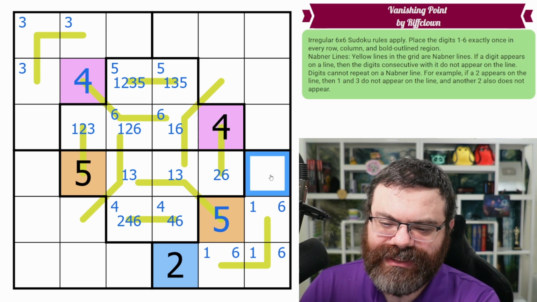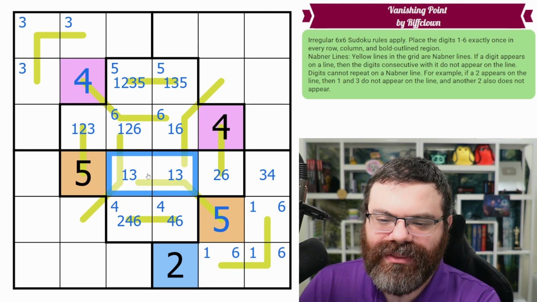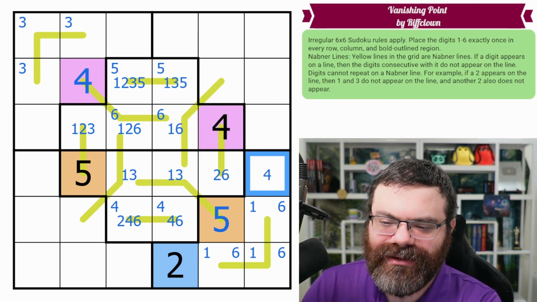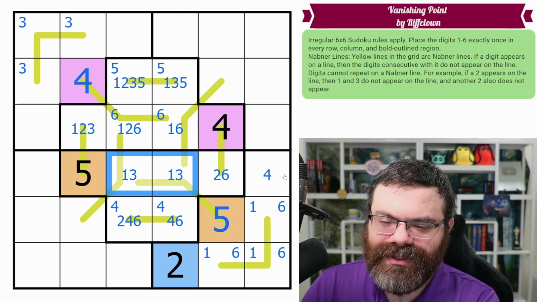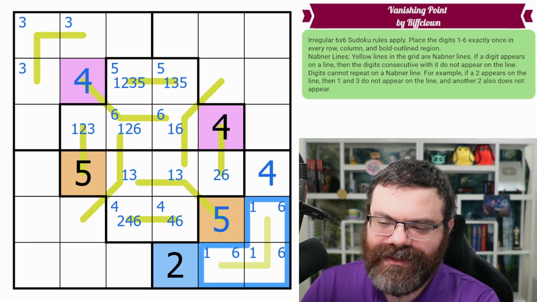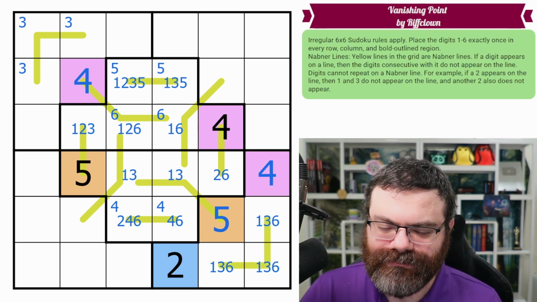So this can't be 1 or 6. So this is not 1, 2. It could be 3, 4. It's not 5, 6. So it's the other 3, 4 that doesn't end up on here. But we have this 1, 3 pair here telling us this can't be 3 either. So this can actually only be 4. 1 and 6 are on here. 2 and 5 are here. The 3 is already in the row. So this is 4, and then this is 1, 3, 6. Okay, nice. 4 is purple.